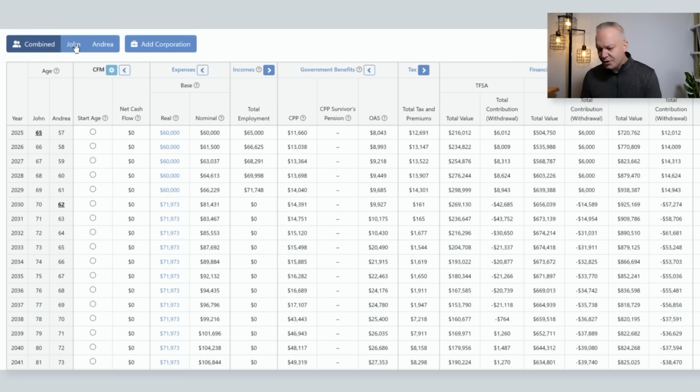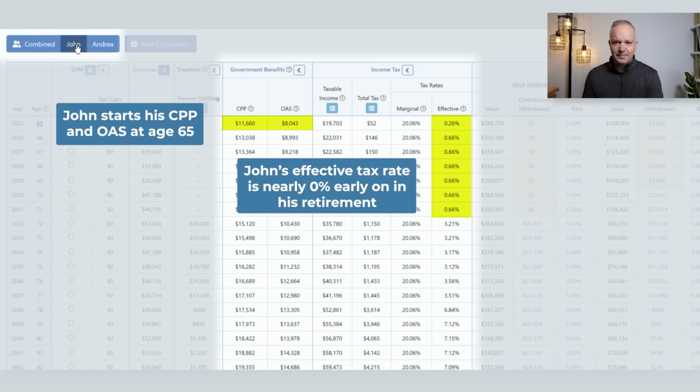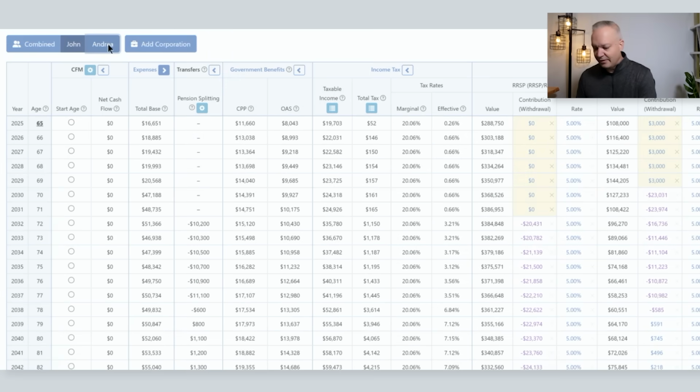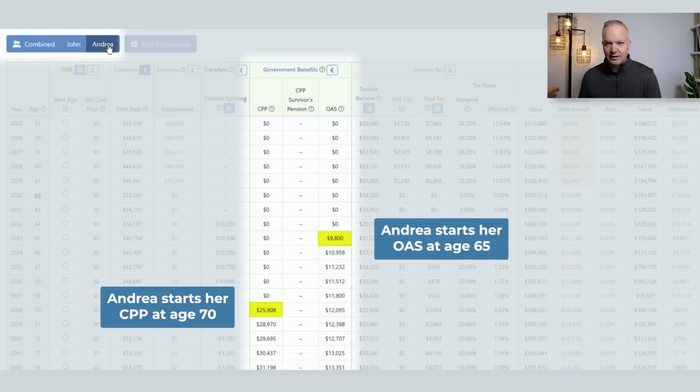You can see here, John took his CPP at age 65. So he's retired and he started CPP and old age security right away. Again, his effective or average tax rate is close to 0. And Andrea is going to take hers. In this scenario, we have her taking it at age 70, so delaying it a little bit. And I'll talk about that in a second and why I would recommend that.